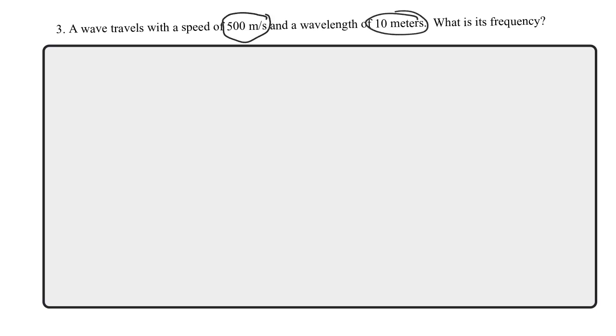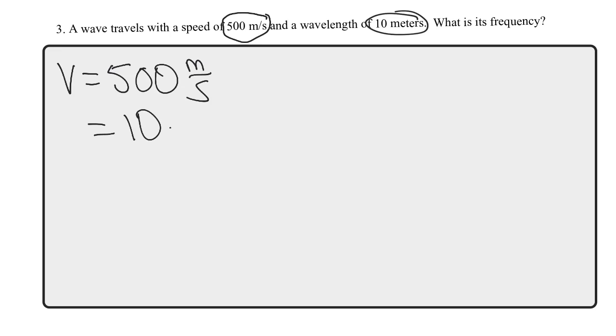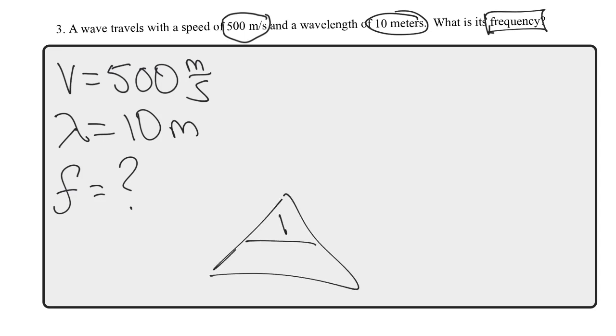Alrighty, now we have a wave that travels with a speed of 500 meters per second and a wavelength of 10 meters, and we need to find its frequency. So v is equal to 500 meters per second, that's the speed. My 10 meters matches up with the variable lambda for wavelength. And my frequency, which has the variable f, is what you're looking for.